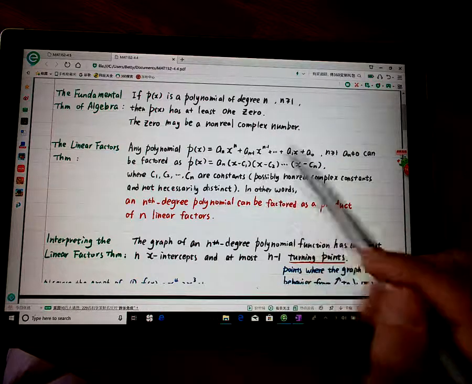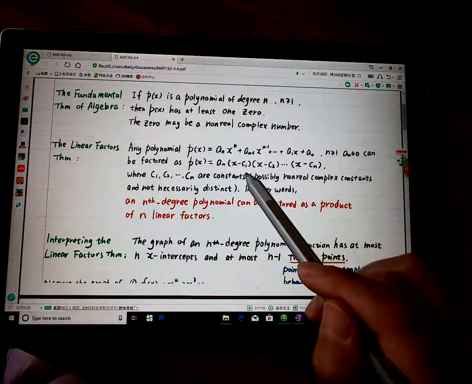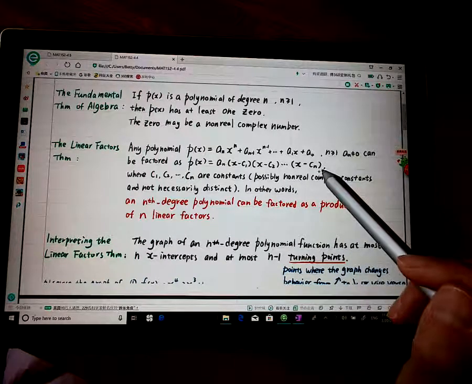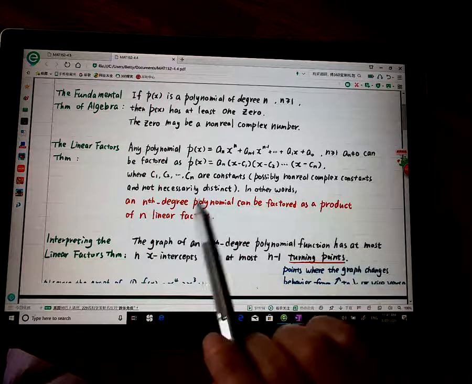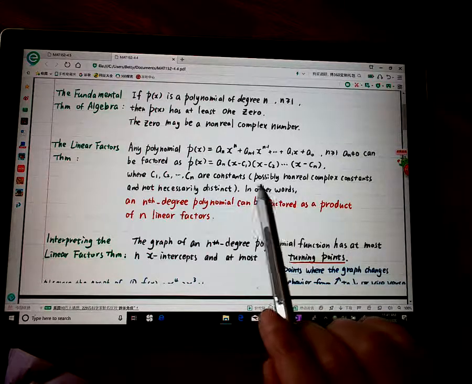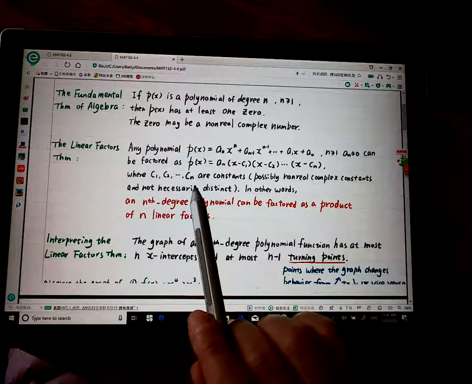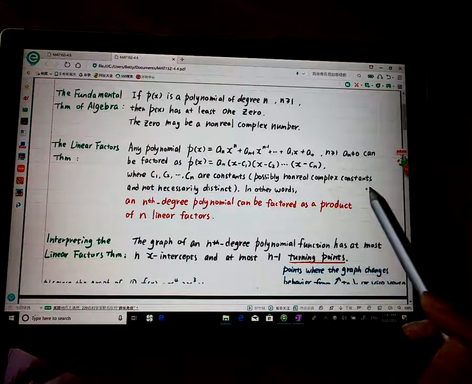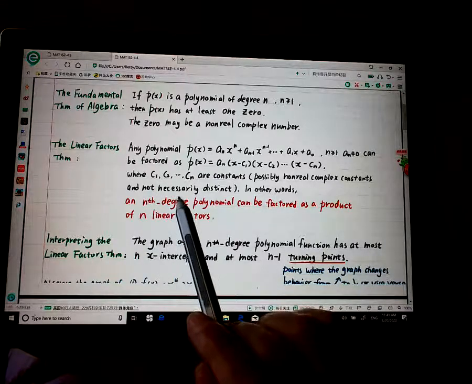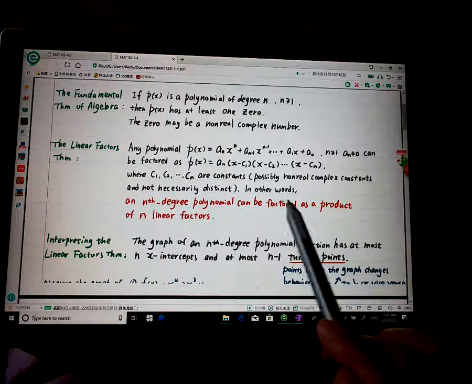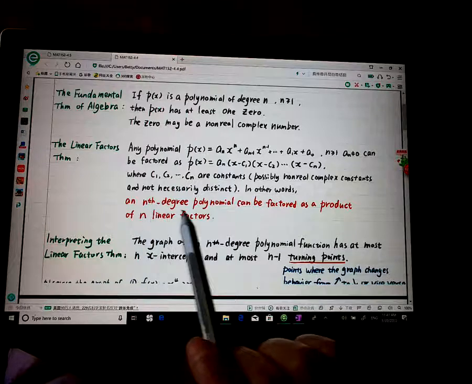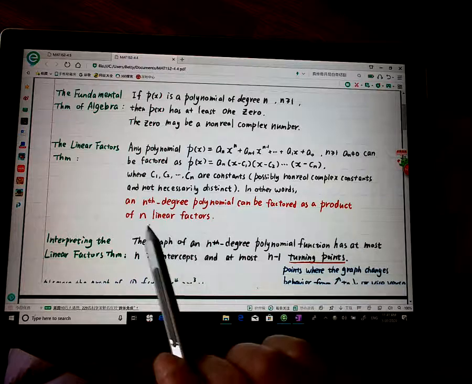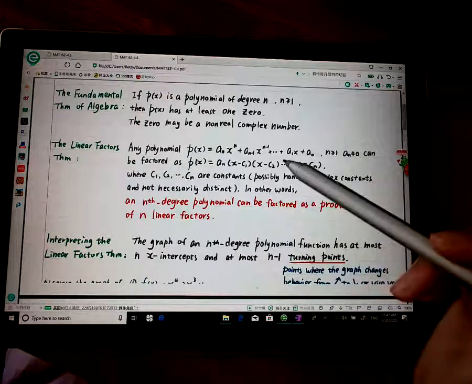If the degree is n, then it has n zeros. The n zeros are c sub 1, c sub 2, all the way to c sub n. They don't have to be distinct, as I wrote here. c sub 1 through c sub n are constants, possibly non-real complex constants, and not necessarily distinct. In other words, an nth degree polynomial can be factored as a product of n linear factors.